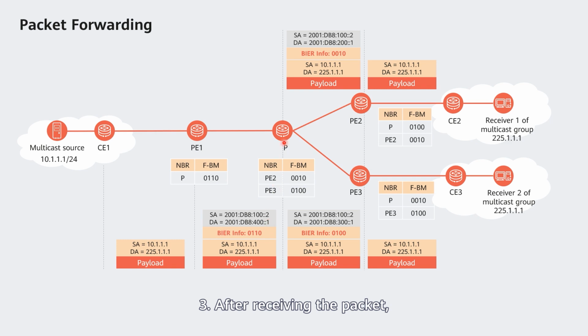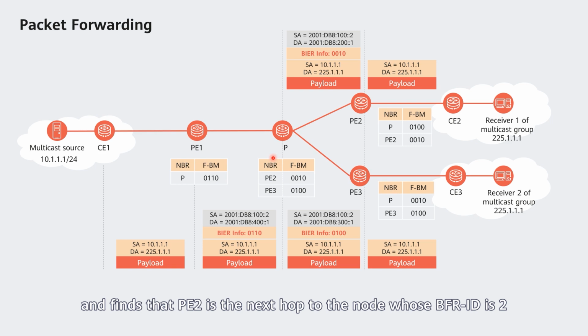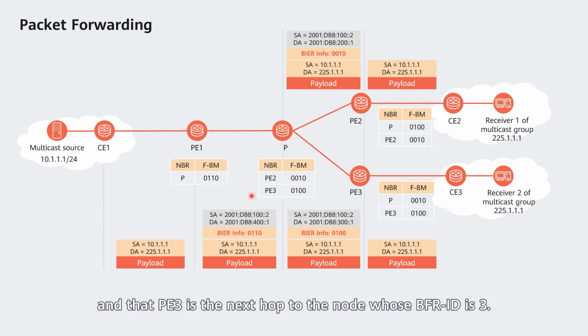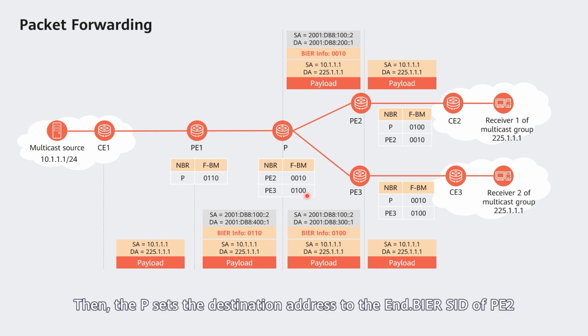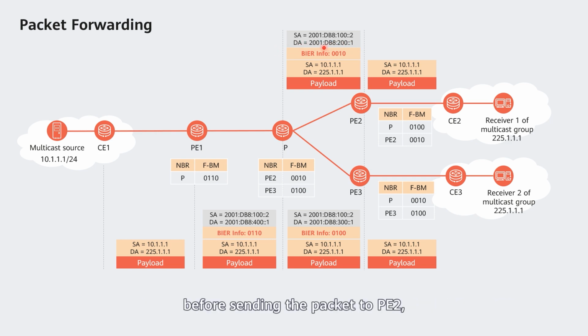3. After receiving the packet, the P queries its BIFT and finds that PE2 is the next hop to the node whose BFR ID is 2, and that PE3 is the next hop to the node whose BFR ID is 3. Then, the P sets the destination address to the end BIER SID of PE2 before sending the packet to PE2, and sets the destination address to the end BIER SID of PE3 before sending the packet to PE3.